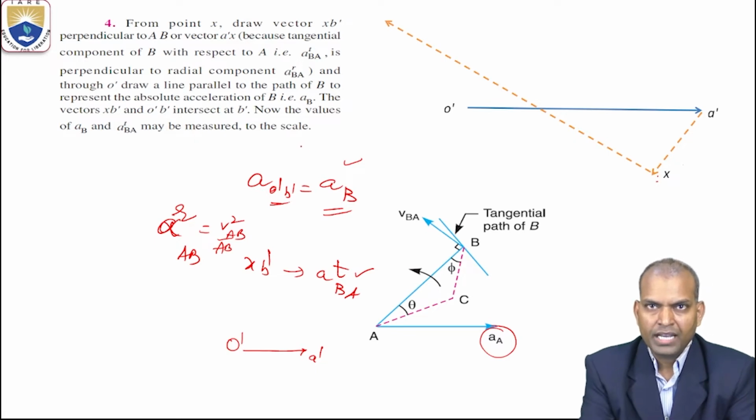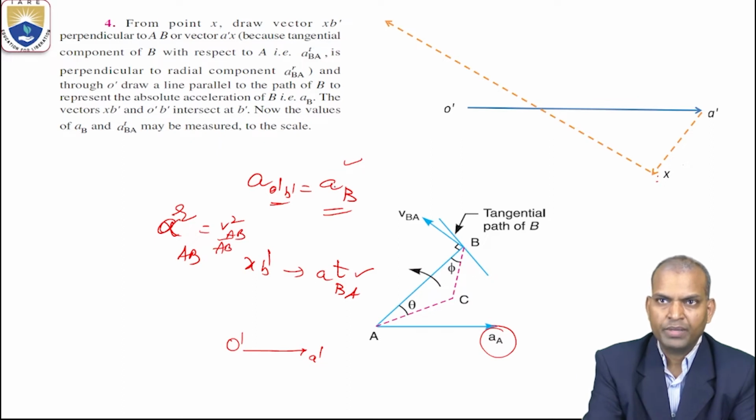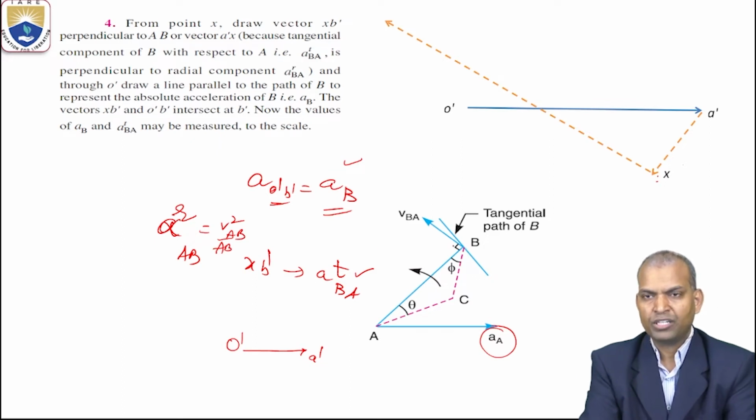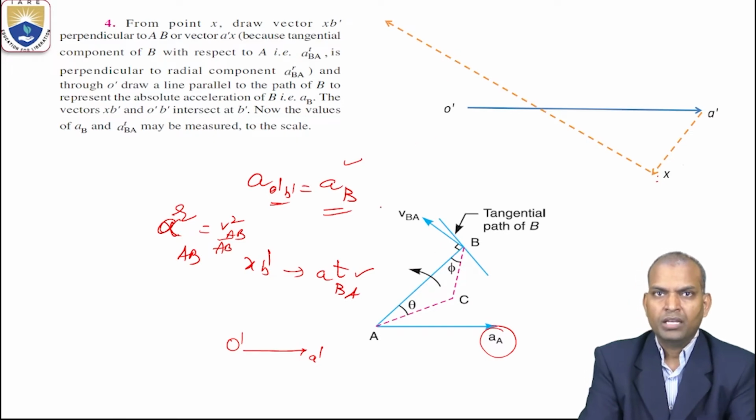From point x dash, draw vector xp dash perpendicular to AB. Yes, xp dash perpendicular to AB, perpendicular to link AB, that is parallel to VBA. Next is perpendicular to radial component, and through O dash, draw a line parallel to the path B.